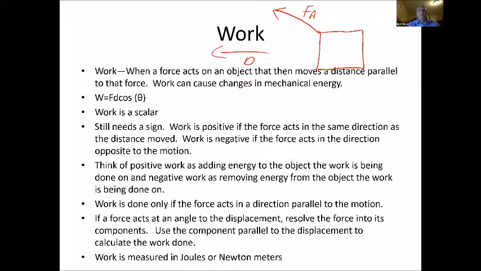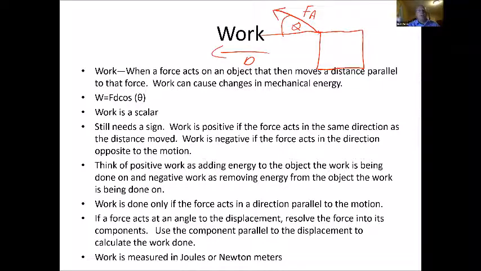So if we want to calculate the work, we would draw in a horizontal here. This angle would be theta, the angle between the application of the force and our motion, like so. So if we wanted to calculate that work, we would just say force times distance times the cosine of theta. We could calculate a work.